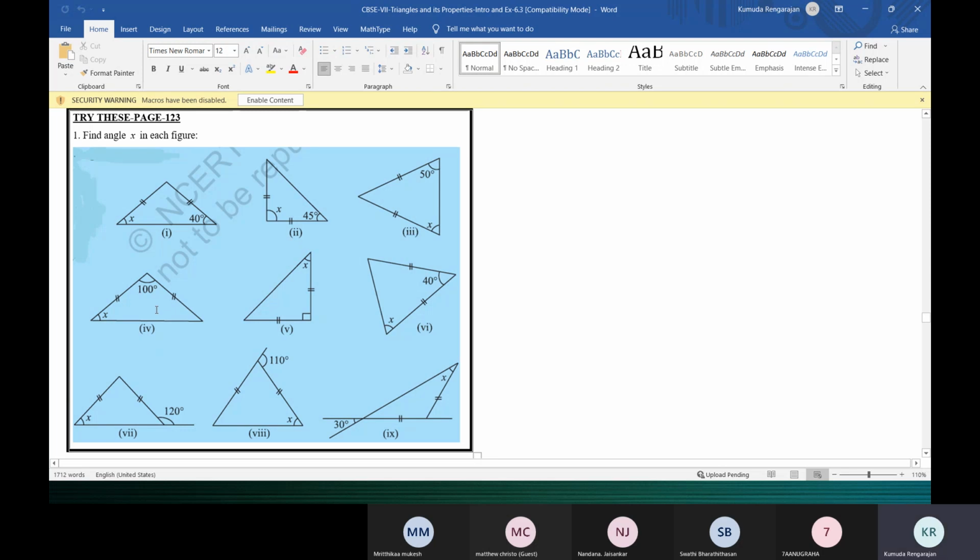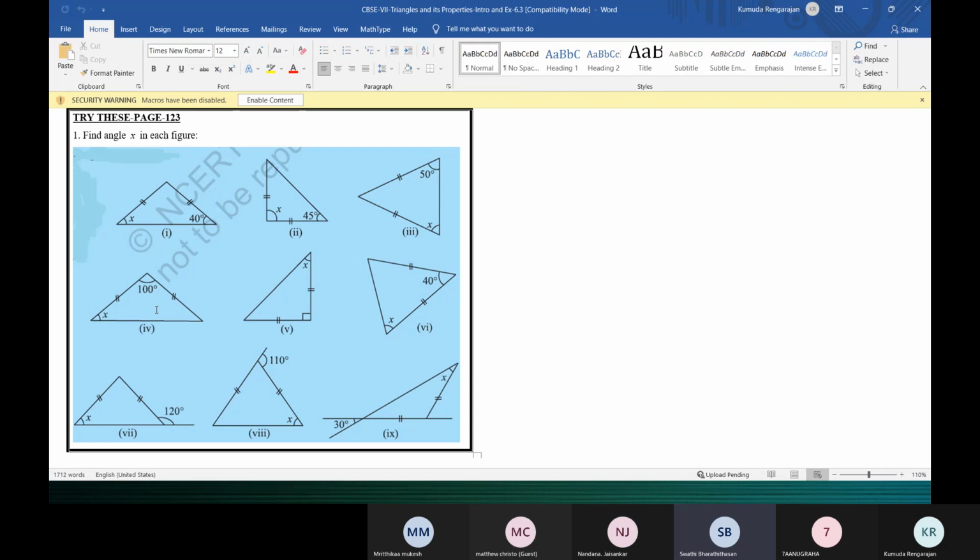In the fourth one, children? Ma'am, x is equal to 40 degrees, ma'am. Correct. How do we work that? Ma'am, we know that the sides are marked equal, ma'am. So the opposite angles will also be equal in the isosceles triangle property, ma'am.